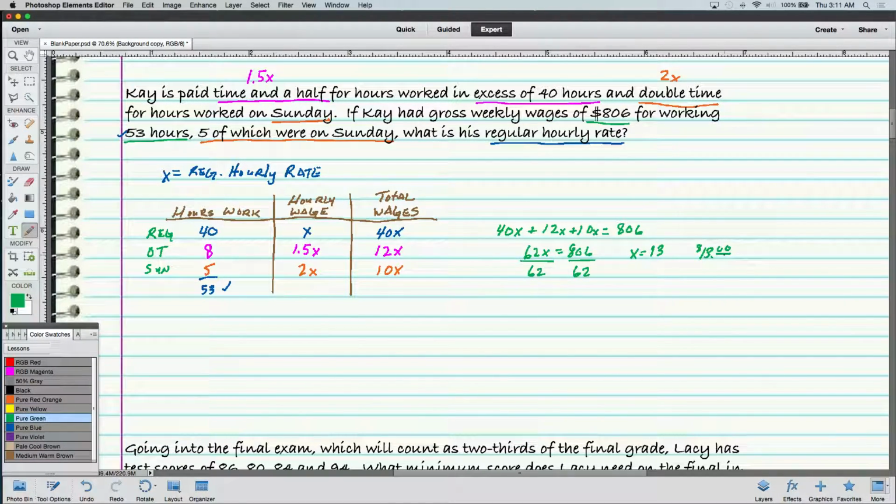Now the very last step, does this make sense? Well, $13 an hour seems like a reasonable amount for working 53 hours, making $806. If this was some number like 104 or something, you would know that there's no way that if he made $104 an hour that he could work 53 hours and only make $806. So $13 an hour.